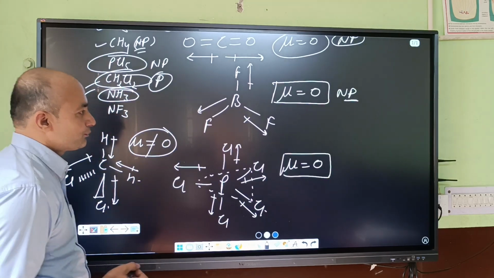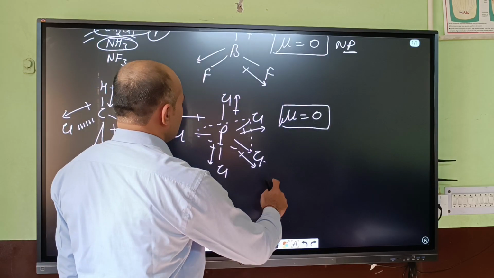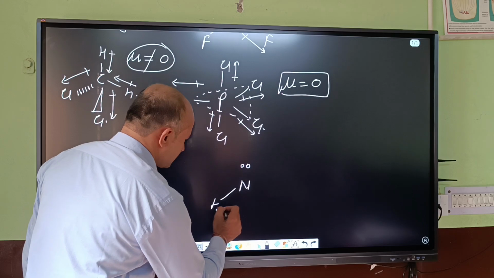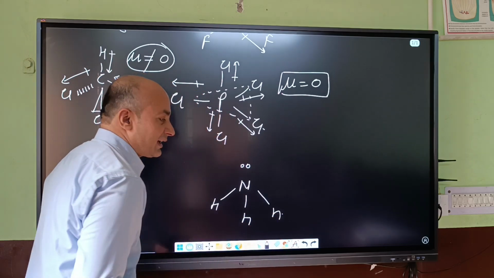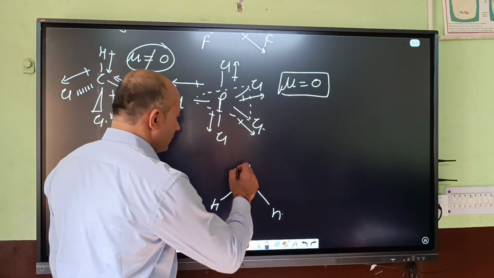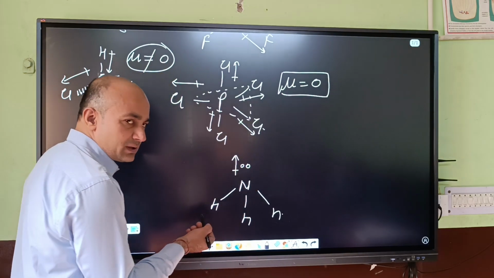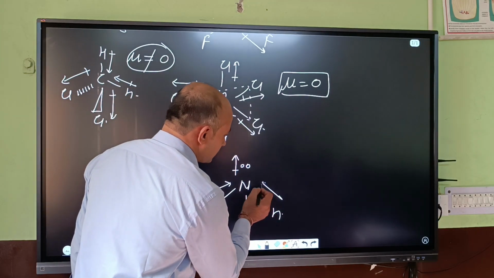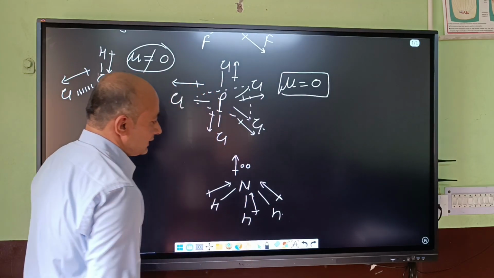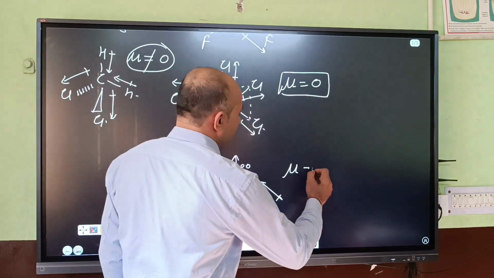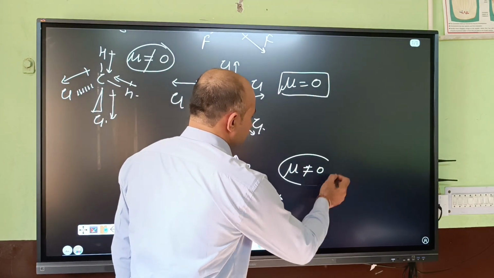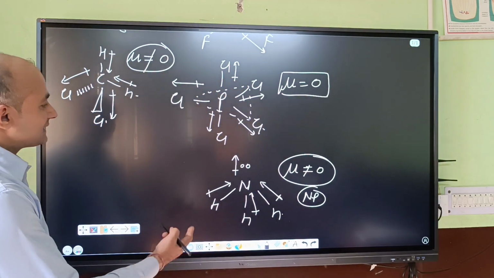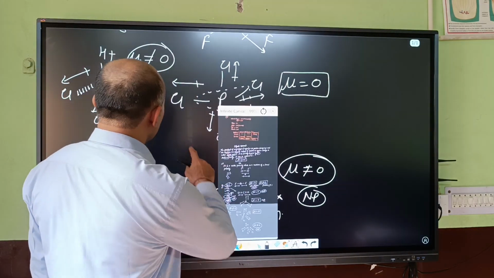Next molecule, NH3. Girls and boys, in the case of NH3, first of all we draw the Lewis structure of NH3, with the lone pair and H, H, then H. The direction of the dipole moment is toward the lone pair, like this, and hydrogen is less electronegative than nitrogen. The direction will be toward nitrogen, like this. Then the total dipole moment will be non-zero, girls and boys. That's why we can say that ammonia is a polar molecule, right?